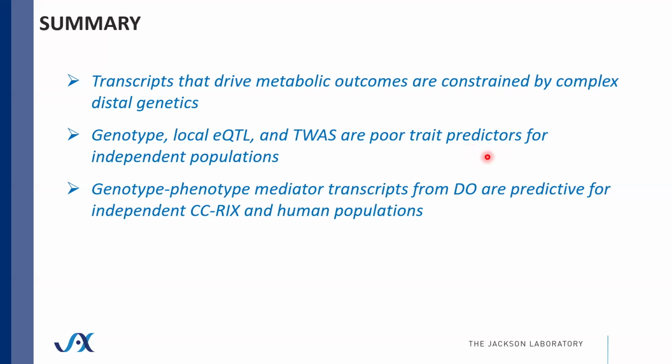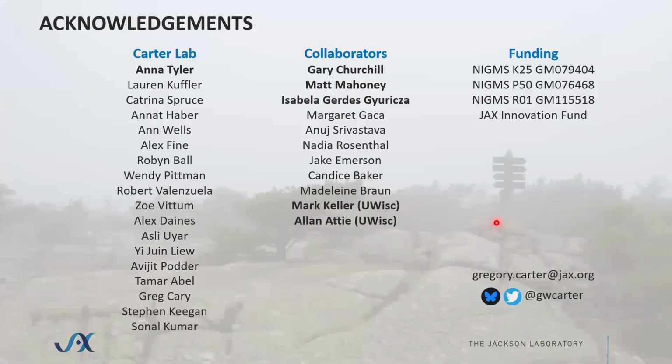Genotype, local eQTL, and sort of TWAS are actually pretty poor trait predictors for independent populations, even when you're starting with the same genetic material in a mouse population. It kind of surprised us. We thought it would work better than it did. But those mediator transcripts that we inferred were actually quite predictive in the independent population, and even a little predictive in the human population.